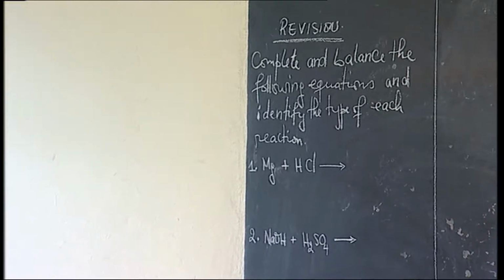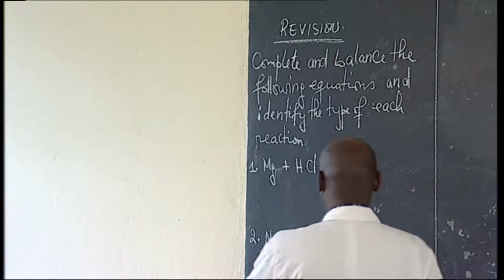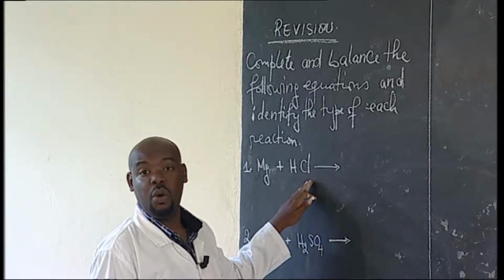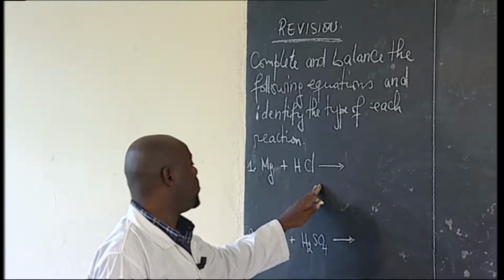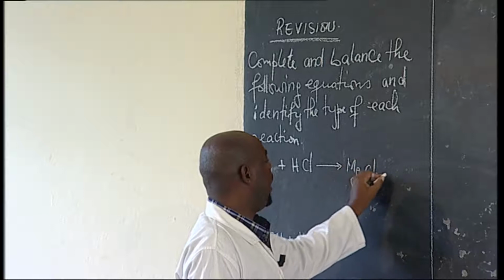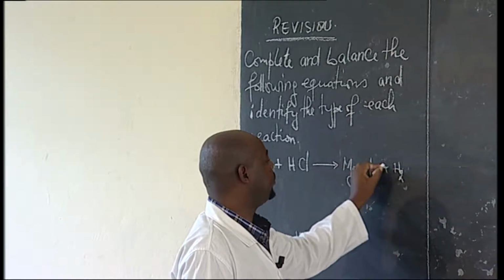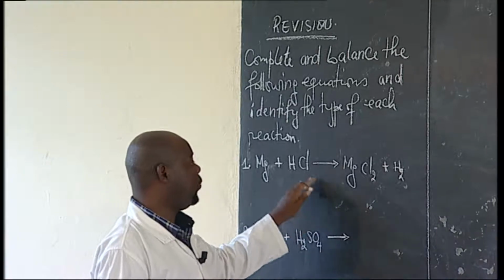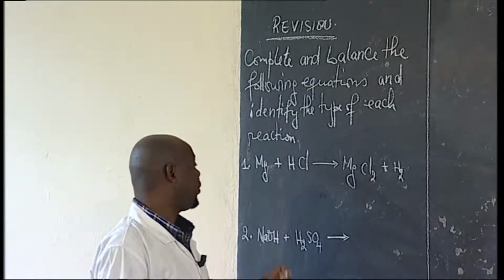Good. When magnesium reacts with hydrochloric acid, what do we produce? We produce magnesium chloride and hydrogen. Now, let us look at the state symbols before we go on balancing.